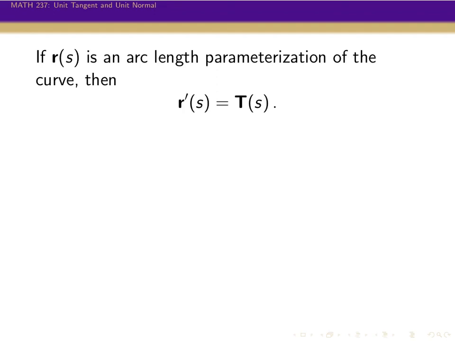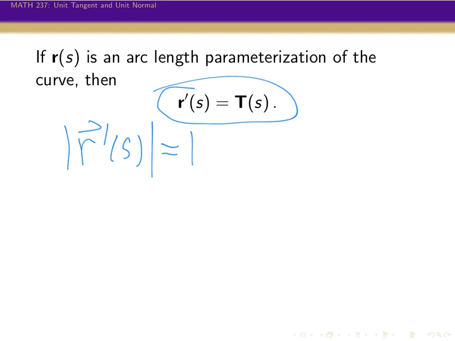Now, if we start with the arc length parameterization of the curve, something we talked about in the last video, in the arc length parameterization, its speed is a constant 1. And so when we take the velocity vector, r prime of s, divided by its magnitude, well, its magnitude is already 1. And so that's going to give us a unit vector going along the tangent, and so that is the unit tangent vector. So if you have an arc length parameterization, its derivative is always going to be a unit tangent vector.